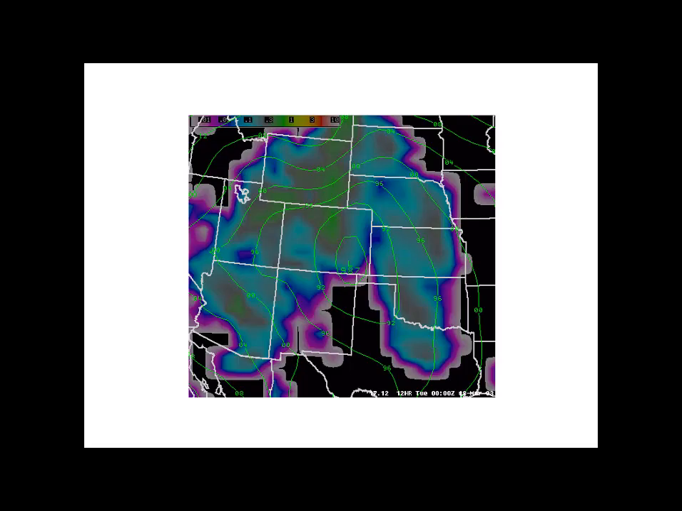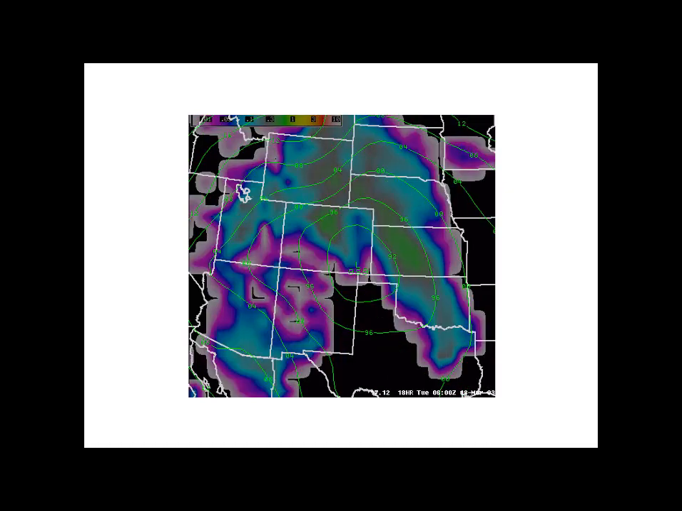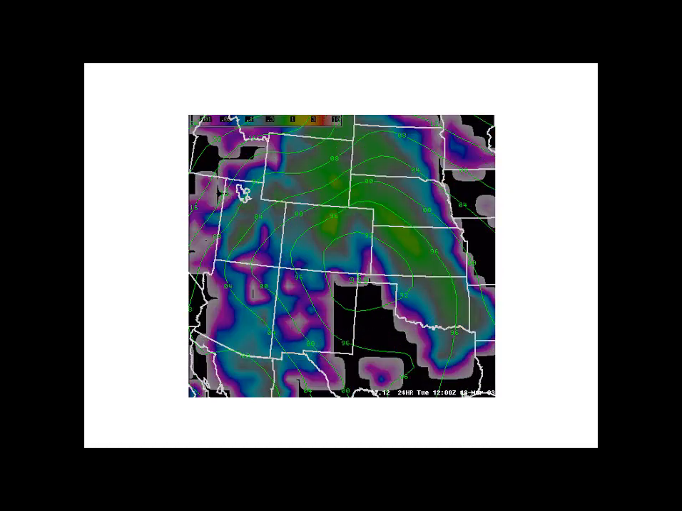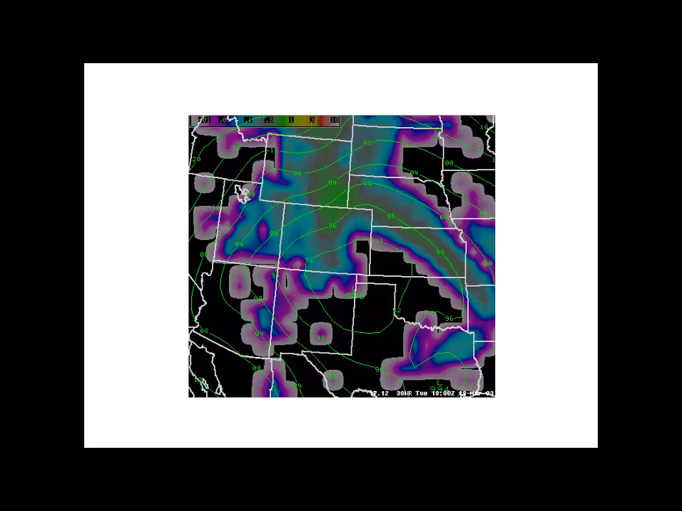Here's the Ada surface analysis showing sea level pressure and precipitation from 12Z on the 17th, running out to about 18Z on the 18th. I want you to notice, as we loop this forward, that the precipitation band stretches from Kansas across southwestern Nebraska and wraps back around into north-central Colorado.